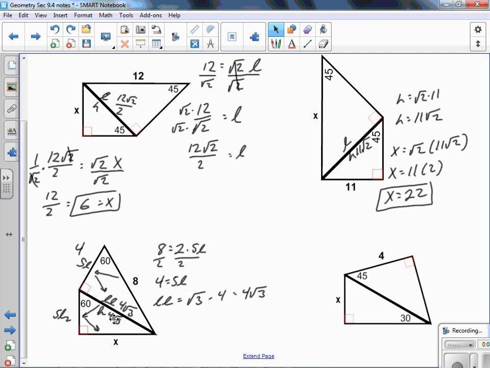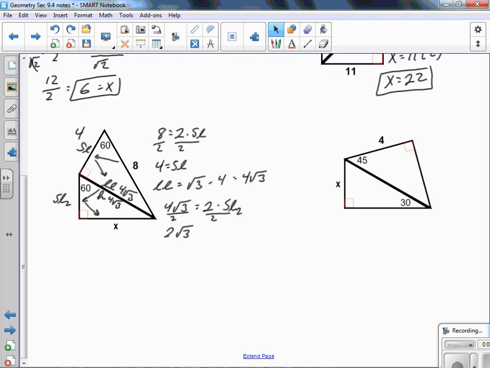represents the hypotenuse of the bottom triangle. So 4 square roots of 3 being the hypotenuse is going to equal 2 times the second short leg. So we divide by 2 again. I have 2 square roots of 3 equal to the second short leg.